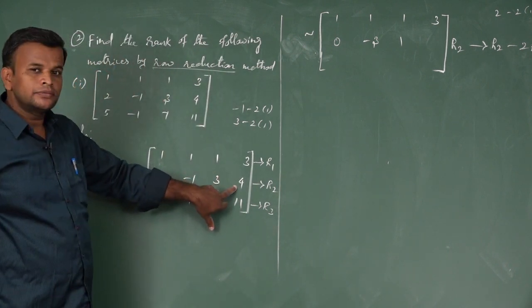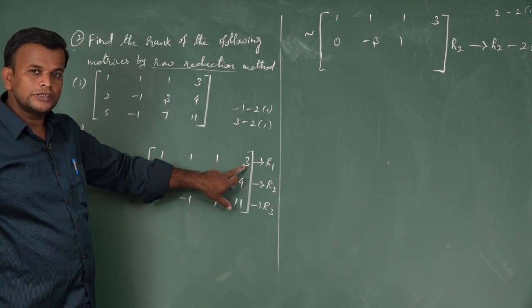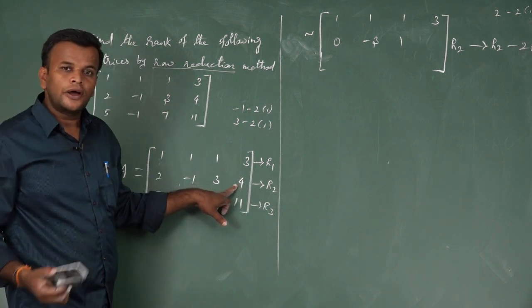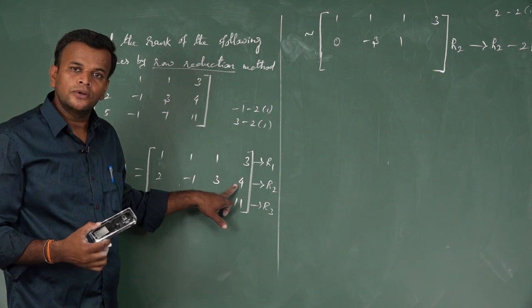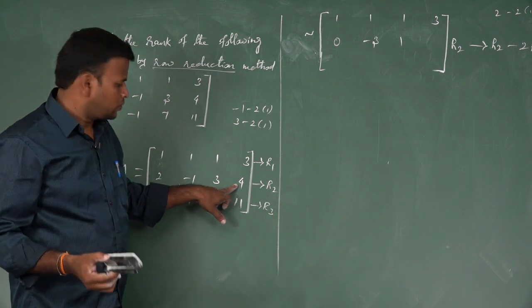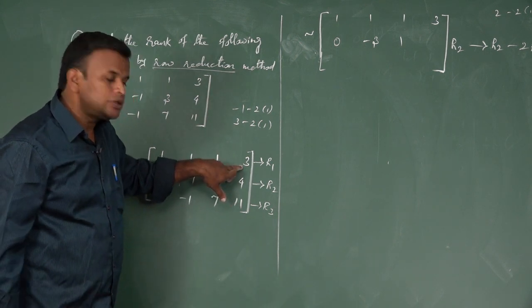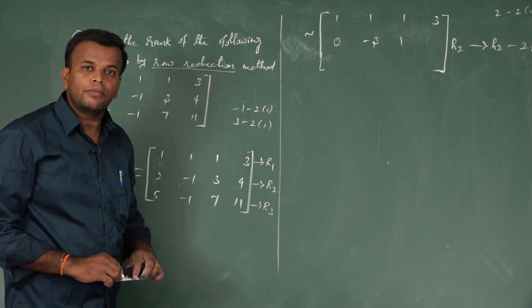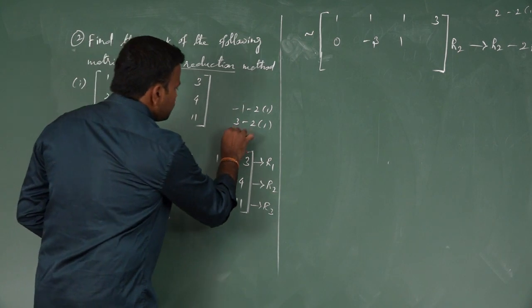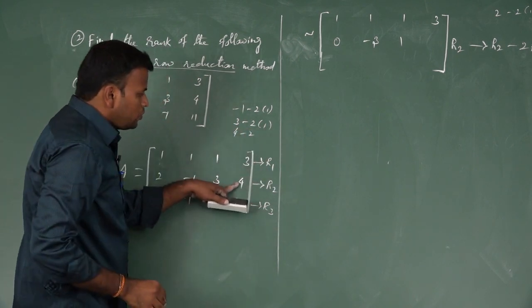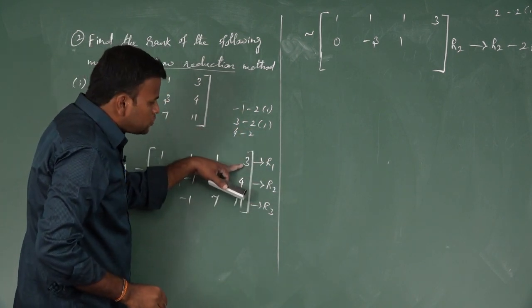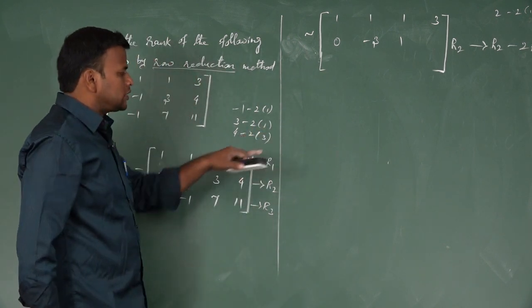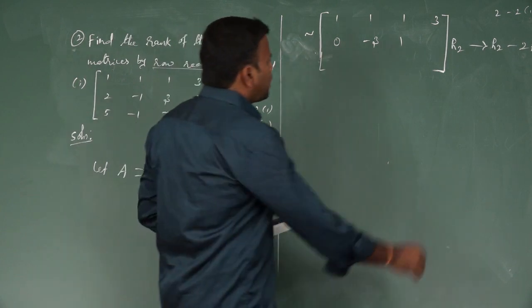Now this element is 4. How to write R2? R2 as R2 minus 2R1, that is R2 minus 2 times R1's 3. 4 minus 2 threes are 6. 4 minus 6 is minus 2.